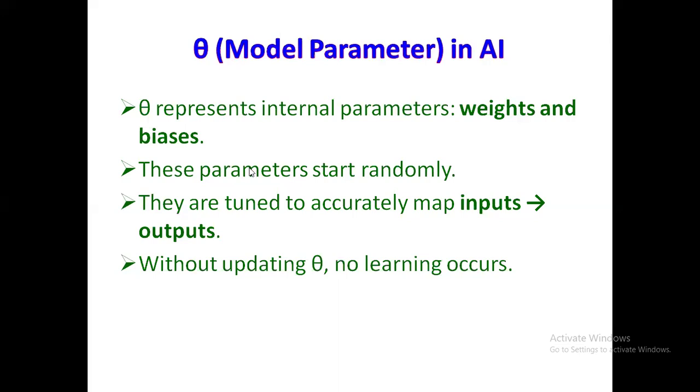At the beginning of training, these parameters are usually initialized randomly. As training progresses, what will happen? They are refined based on the data and desired output. The goal of learning is to adjust these values so that the model can effectively map inputs to correct outputs, such as classifying an image or translating a sentence. If these parameters remain static or are not updated, the model cannot learn from the data or improve its performance.